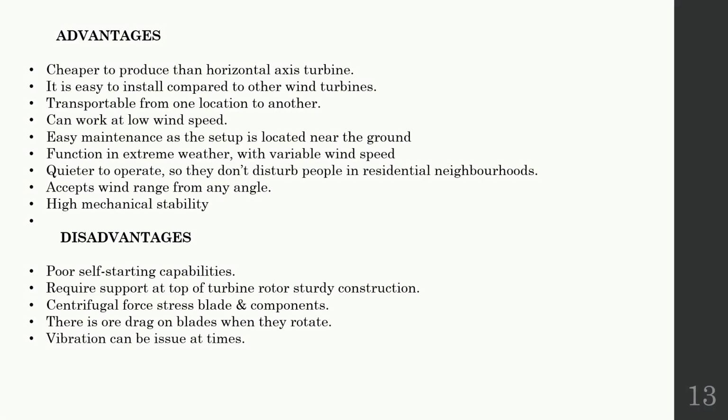Advantages: this turbine can accept wind from any direction. Low production cost as compared to a horizontal axis wind turbine. These are transportable from one location to another. Quieter in operation, so they don't disturb people in residential areas. It is easy to install as compared to a horizontal axis wind turbine. They can also work at low wind speed. Easy inspection and maintenance. These can be placed in more confined spaces as compared to a horizontal axis wind turbine.